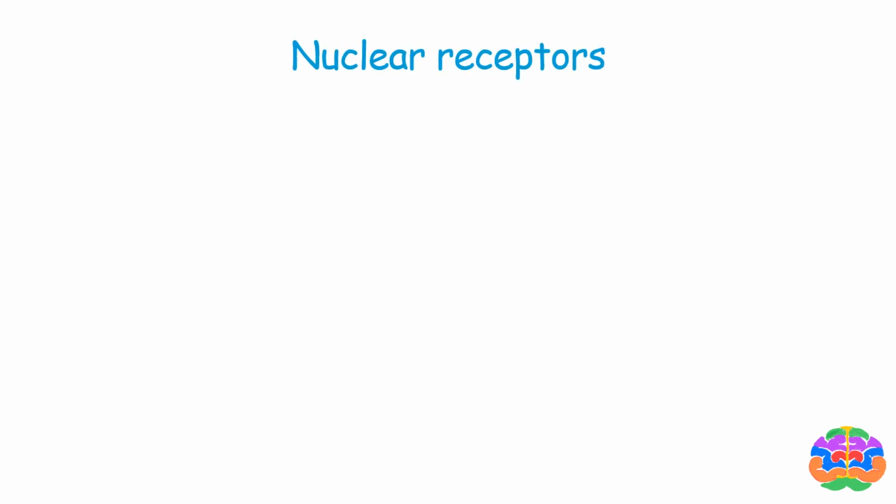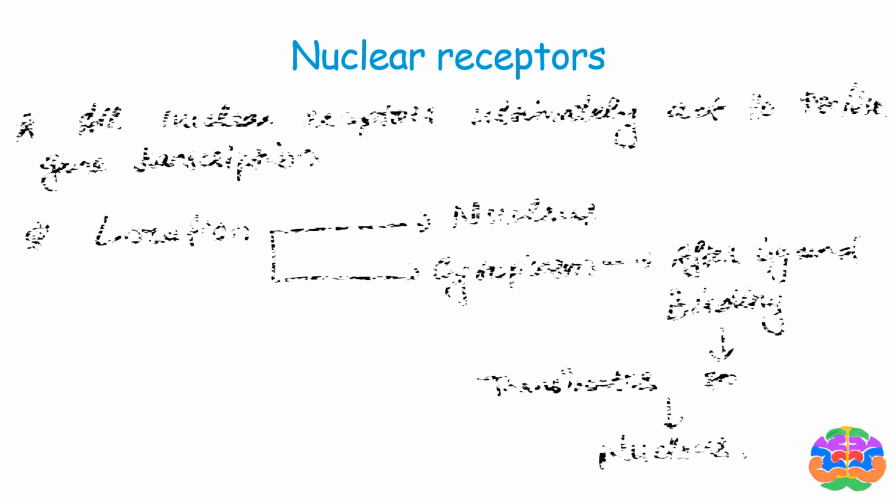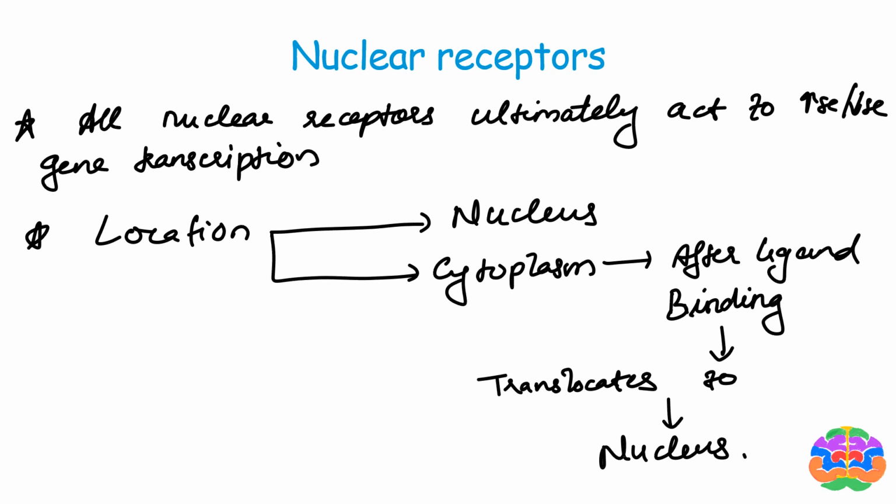Finally, let's talk about the nuclear receptors. All nuclear receptors ultimately act to either increase or decrease gene transcription. The location of nuclear receptors is at two sites, first being the nucleus, second in the cytoplasm. The cytoplasmic nuclear receptors translocate to the nucleus only after binding with the ligand.